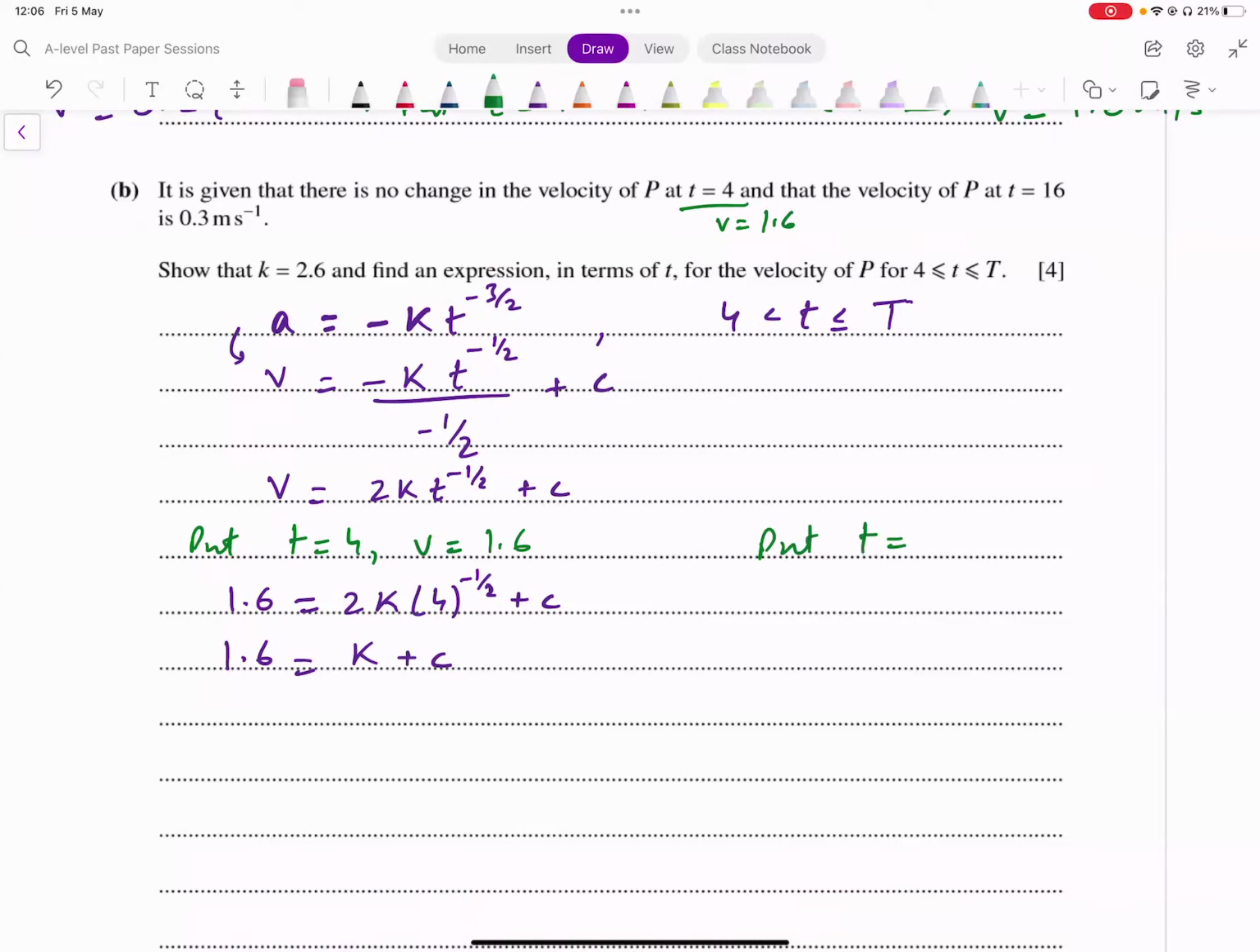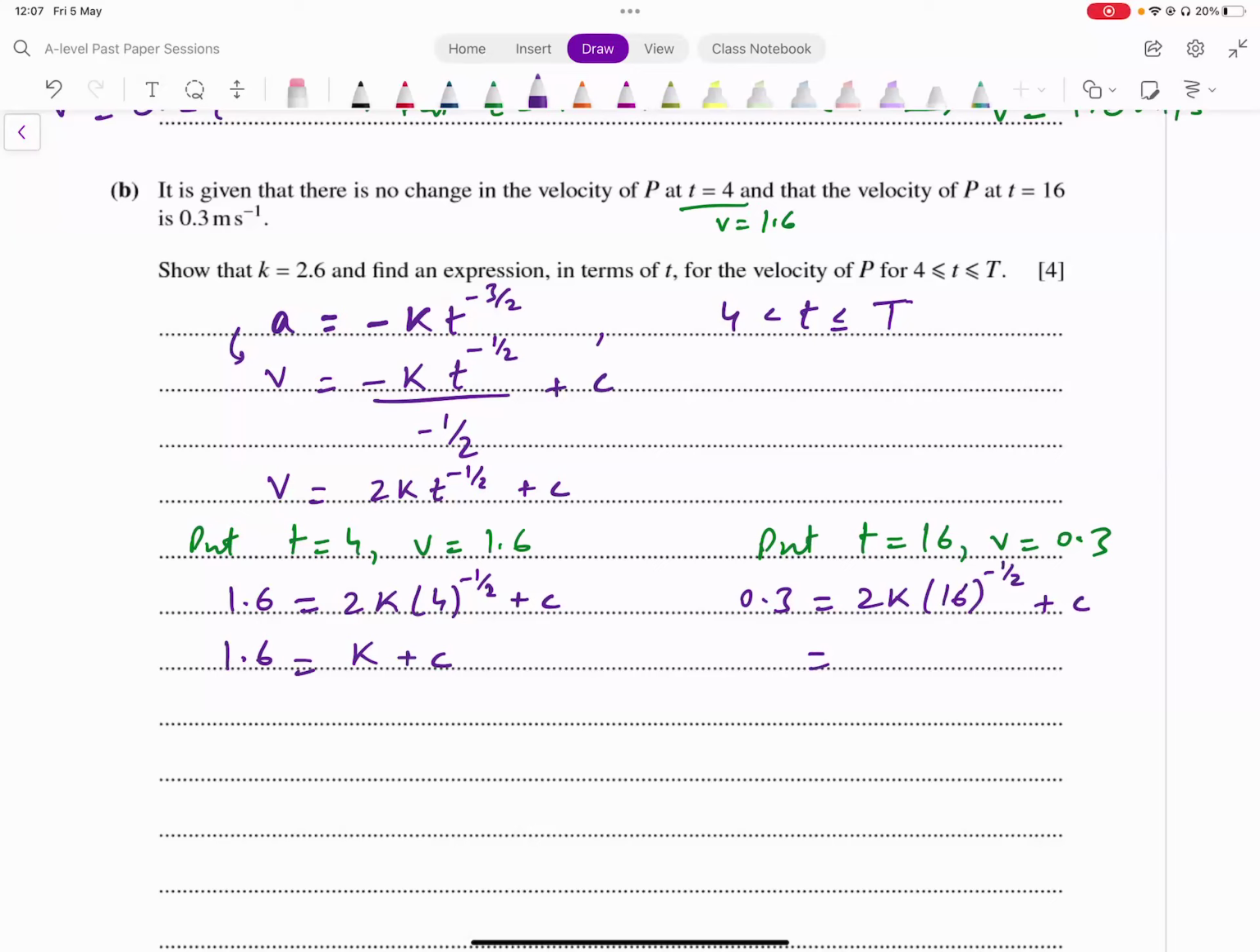उसने कहा t equals 16 के ऊपर जो velocity की value है that is 0.3. Let's put that and see what that gives you. No, sorry, 16, not 1.6. Velocity की value क्या थी इसमें? 0.3. Sorry, yeah. Velocity is 0.3. 0.3 equals 2 into k into t, which is 16 raised to power minus 1 over 2 plus c. This is another equation that you're getting.